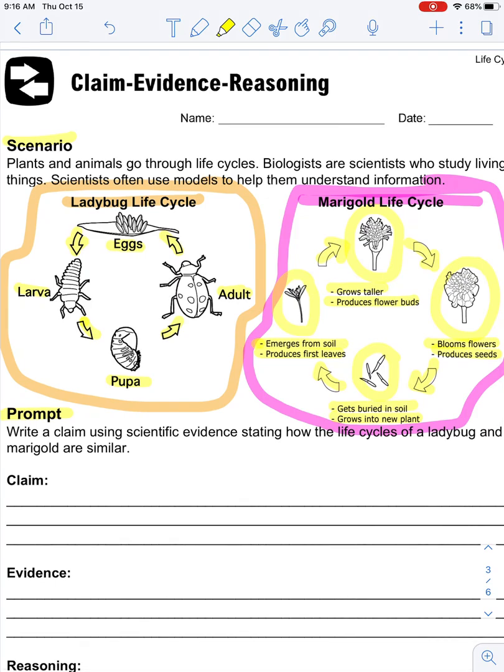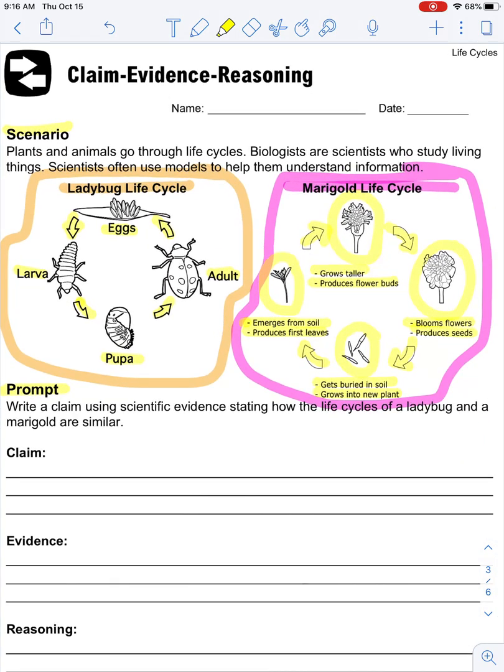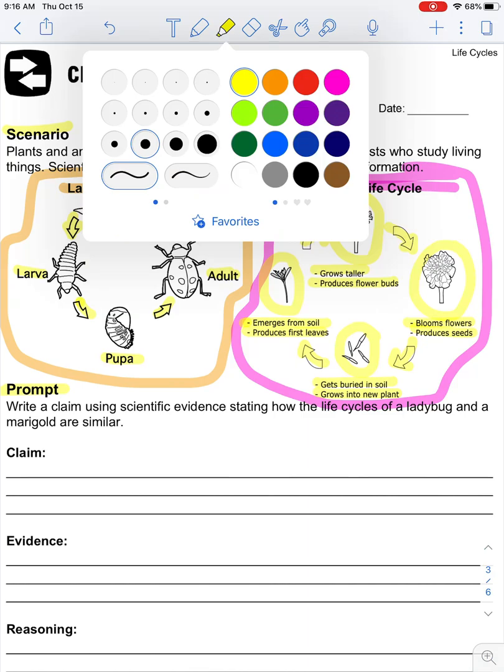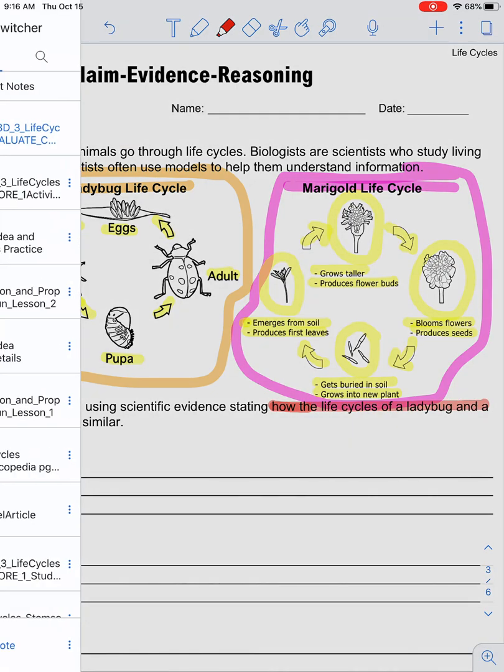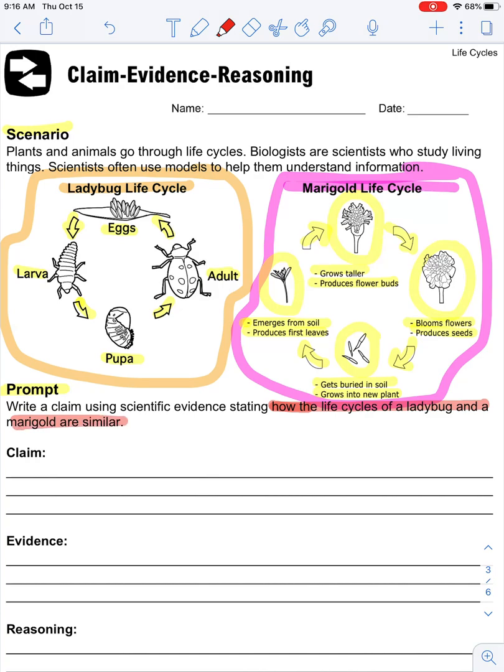So now let's read our prompt. Write a claim using scientific evidence stating how the life cycle of a ladybug and a marigold are similar. So I'm going to highlight the most important part. So I need to write a scientific claim about how the life cycle of a ladybug and marigold are similar. So how they're the same, okay? Or what do they have in common?